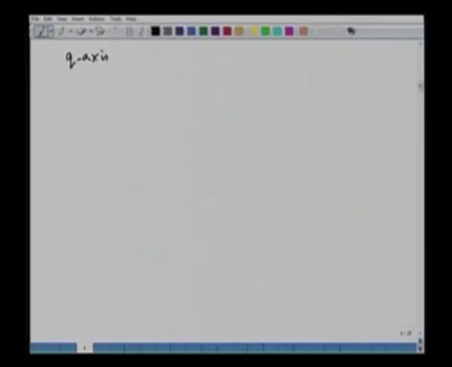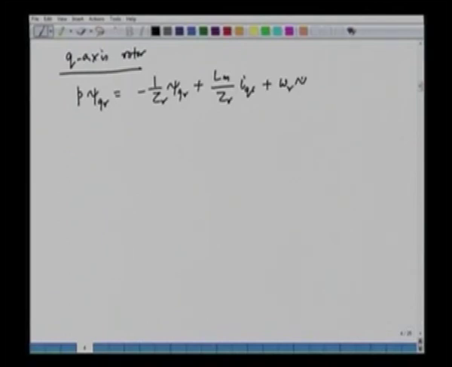Similarly, we can write down the equation in the q axis. In the q axis rotor, we can have a similar equation, and the equation will be P psi qr equal to minus 1 by tau r into psi qr plus Lm by tau r Iqs plus omega r psi dr. So these equations will help us to estimate the rotor speed, that is omega r.